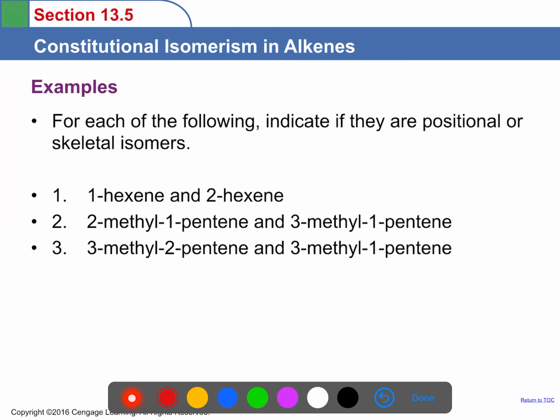Here's some more examples. We're going to decide if these are positional or skeletal. Let's do number 1 first. We have 1-hexene. So there's our hexene, double bond on carbon number 1. The second one is 2-hexene. In this case, our longest carbon chain is 6. The only thing that changes is the location of the double bond. So these are positional.